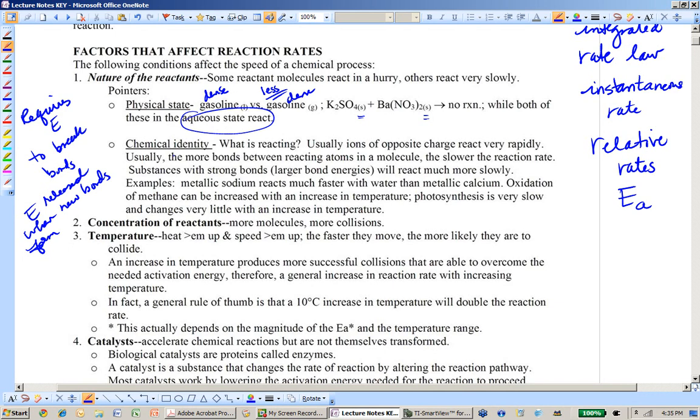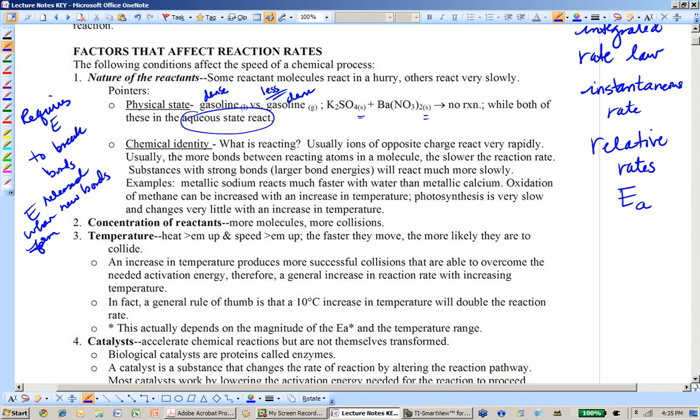The chemical identity also plays a role. That's the word I was searching for, a role. So what is it actually reacting? Usually we have ions of opposite charge, and those react very quickly because we've got Coulomb on our side. So they have Coulombic attractions, because you know that opposites attract, your teenagers.